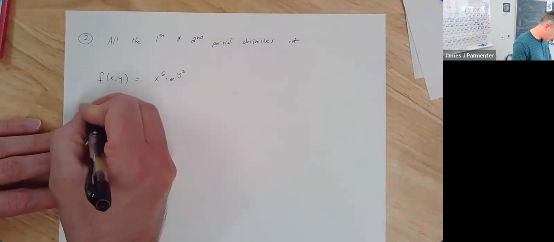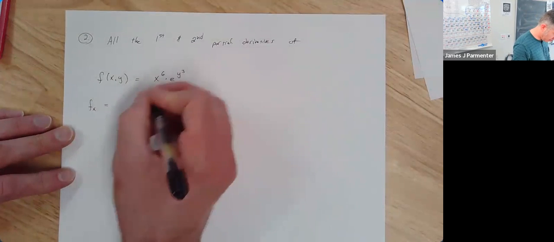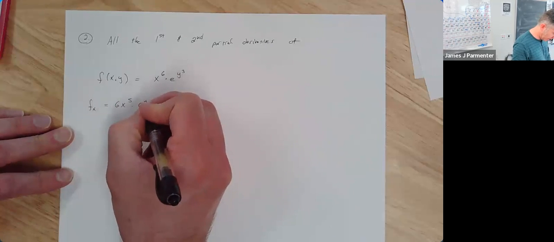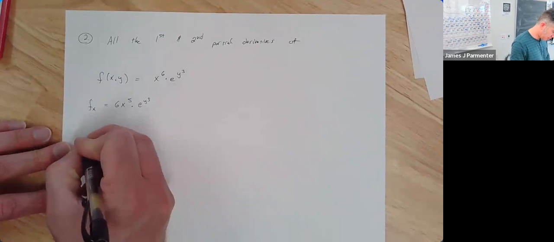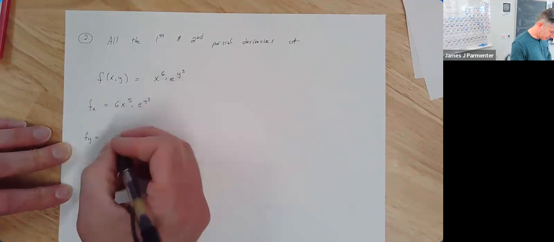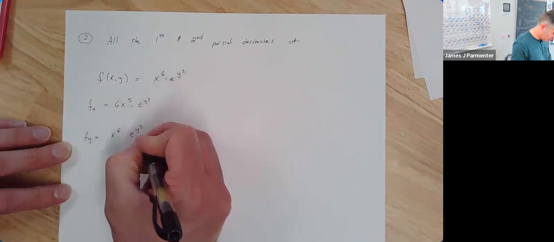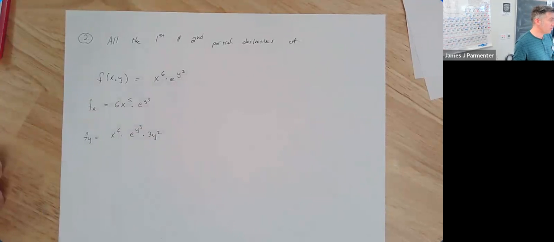So I'm always going to start with fx because x comes before y in the alphabet. Honestly, that's why we usually do x before y, because alphabetically it comes first. fx shouldn't be too terrible. It's going to be the derivative of x to the 6th, 6x to the 5th, times e to the y cubed, just acting like a constant, hanging out. Cool, we're done with that part. Let's find fy. So the x to the 6th now gets to hang out. And the derivative of e to the y cubed is e to the y cubed times 3y squared. I used the product rule. Or sorry, the chain rule, apologies.